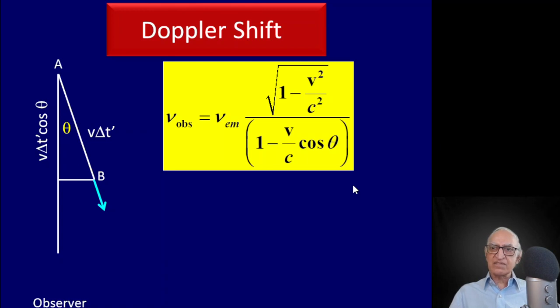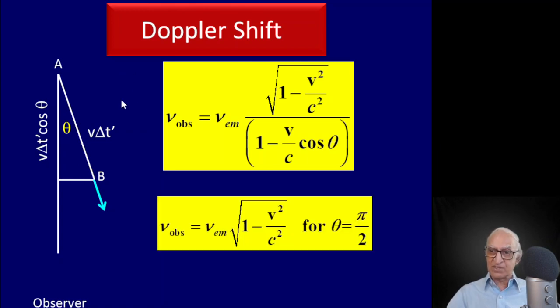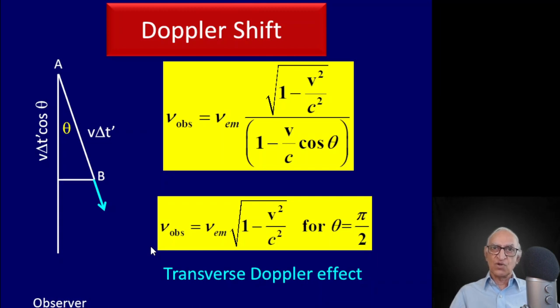Now there is something very interesting about this formula. Normally, you are familiar with Doppler shift only when the source is moving towards the observer or moving away from the observer, and there is a radial component of that velocity. If the source of light or sound is moving in the direction perpendicular, then there is no shift in frequency. But in this case, there will be, because even if theta is 90 degrees and cos 90 is zero, the denominator becomes unity, but the numerator is still there. Therefore, nu observed and nu emitted are related by the factor square root of 1 minus v squared by c squared, and this is known as the transverse Doppler effect. So in relativity, there is a Doppler effect even if the source of light is moving perpendicular to the line of sight.